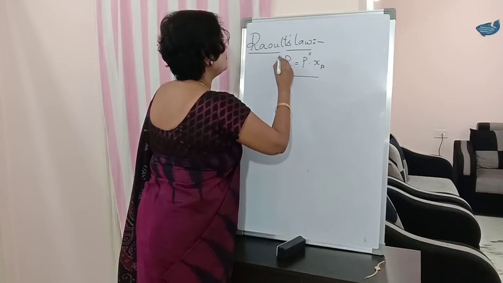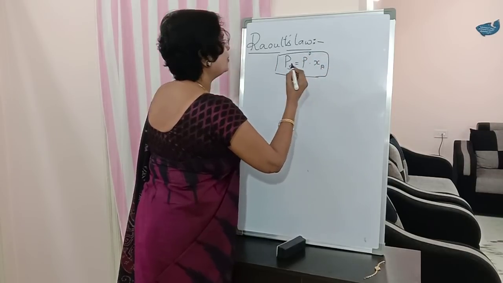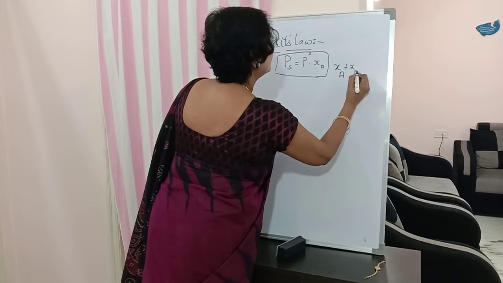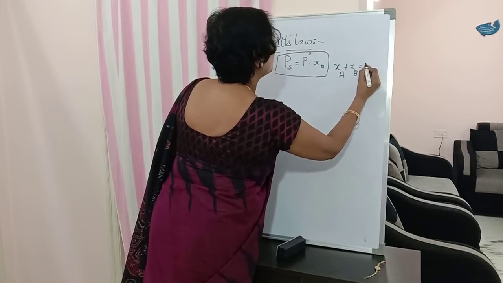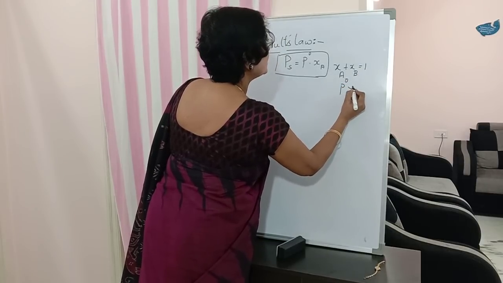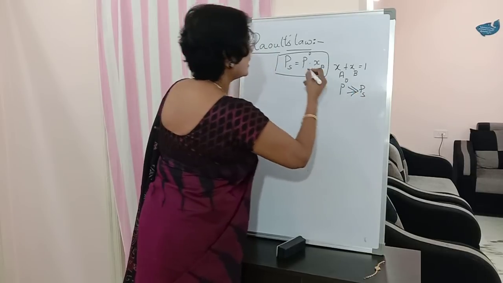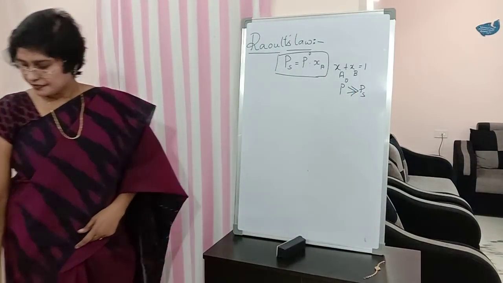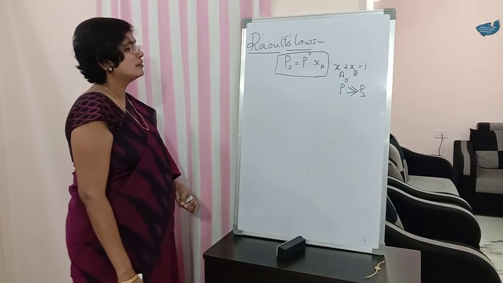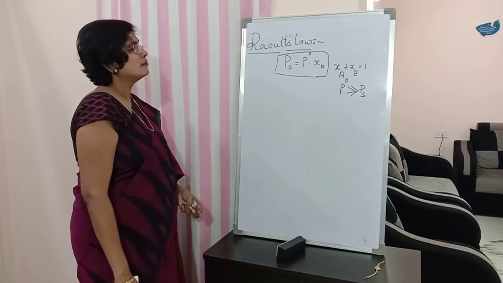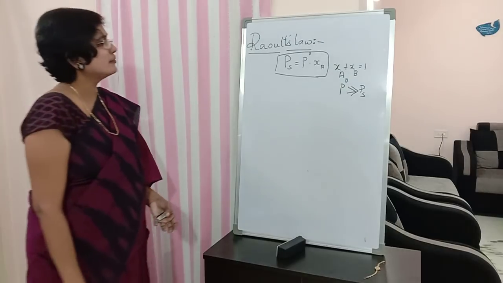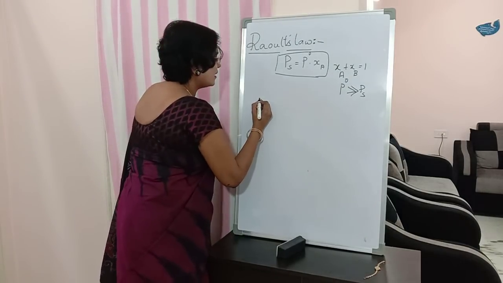So have you written, students? PS is equal to P naught into XA. I am writing again here, XA plus XB is equal to 1 and P naught is greater than PS. Write down this one, students. Have you written?